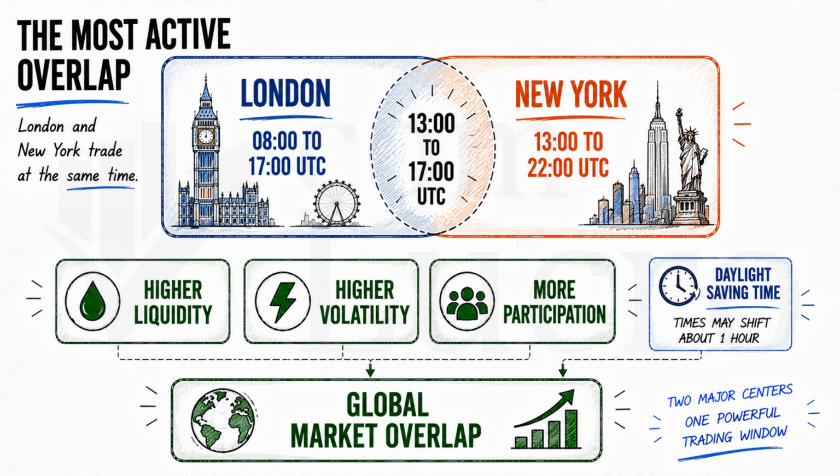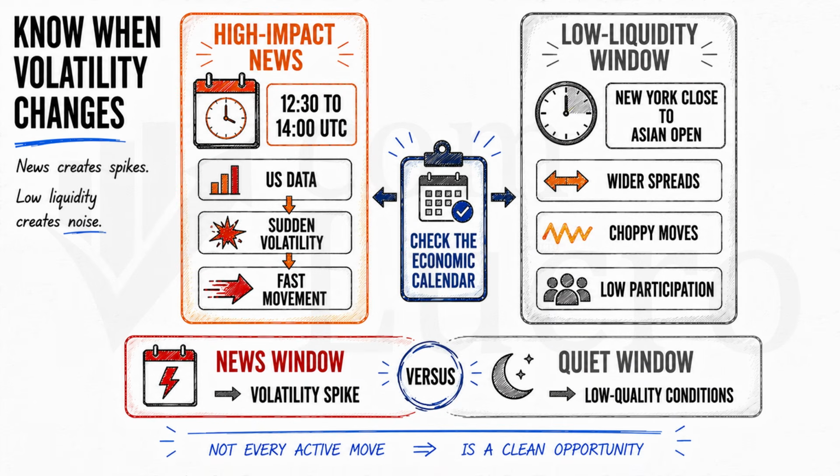During this window, traders from both Europe and North America are participating in the market at the same time. Keep in mind that all of these times shift by about an hour when daylight saving time is in effect. It also helps to watch the economic calendar, because high-impact releases, especially US data, often published around 12:30 to 1400 Coordinated Universal Time, can inject sudden volatility, regardless of which session you are trading.